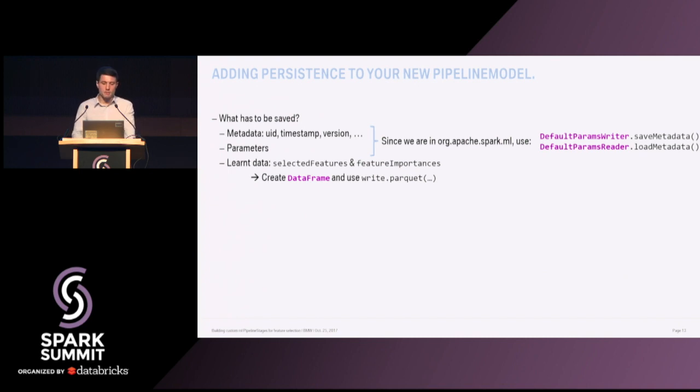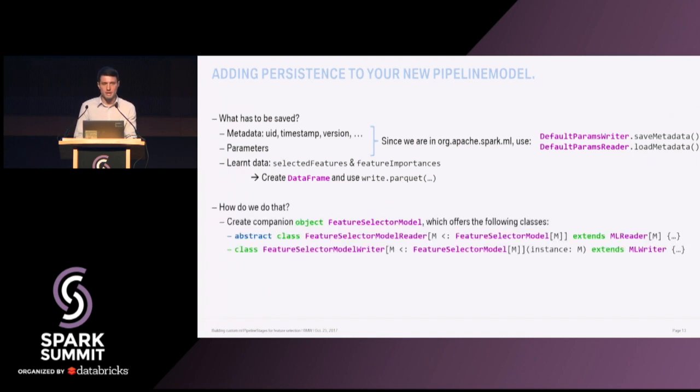And where do we do that? To do that, we create a companion object, which has the same name as the transformer, so feature selector model. So when we import the feature selector model to our application later on, we already have this object available, and we can use the read method directly without having to import any other objects. So here in this object, we implement the reading and the writing logic, which basically does what is explained above. So saving metadata, parameters and the learned data, and then afterwards also reading back from disk.